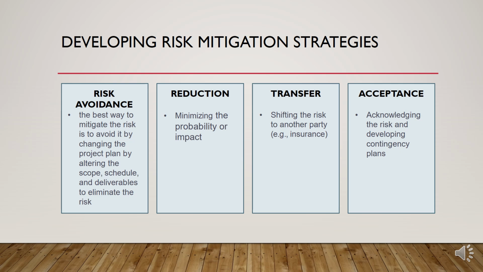Risk transfer includes shifting the risk to another party, that is, subcontracting the project with specialized contractors, or buying insurance from insurance companies. The last but not the least, the fourth mitigation strategy is risk acceptance. That is acknowledging the risk and developing the contingency plans.